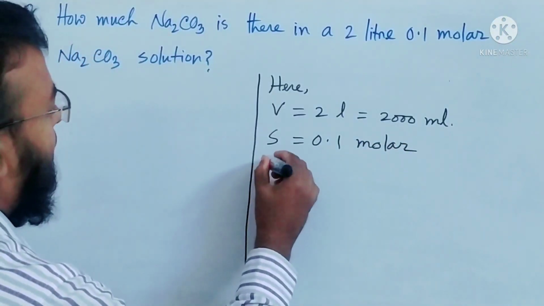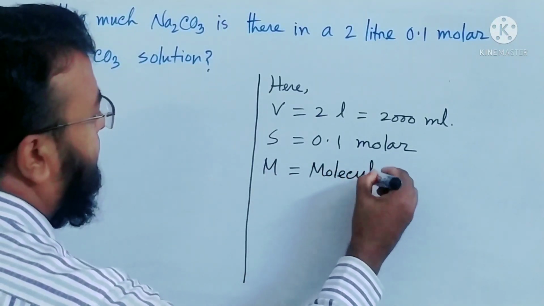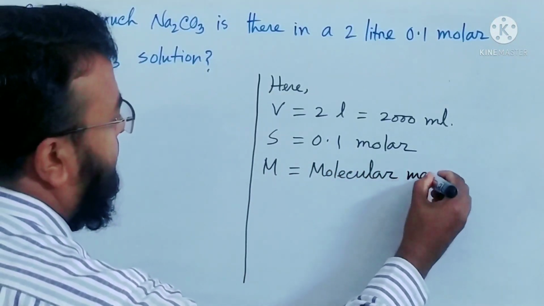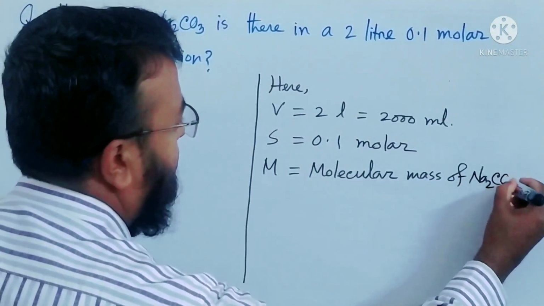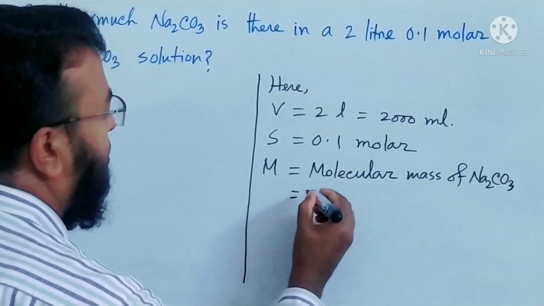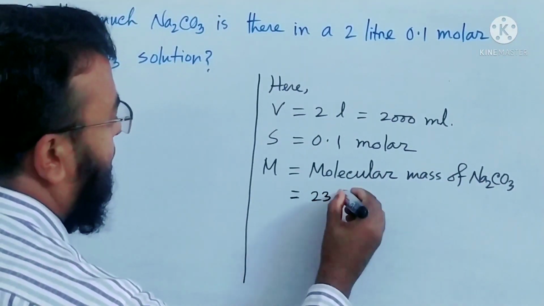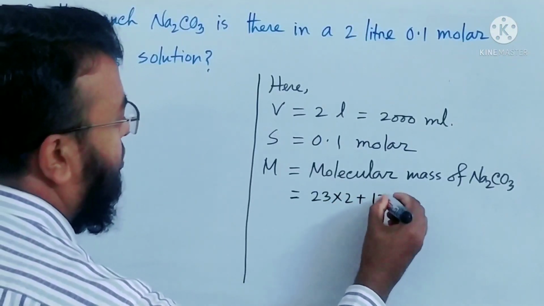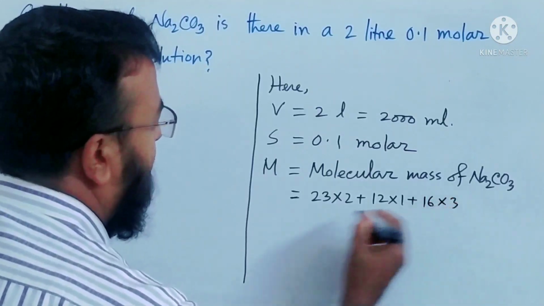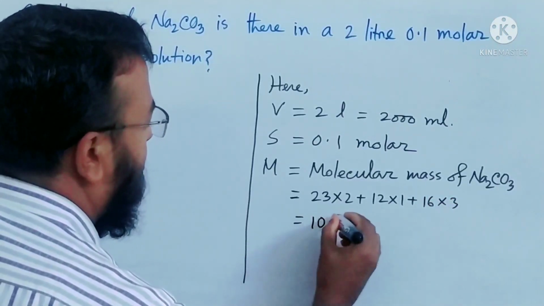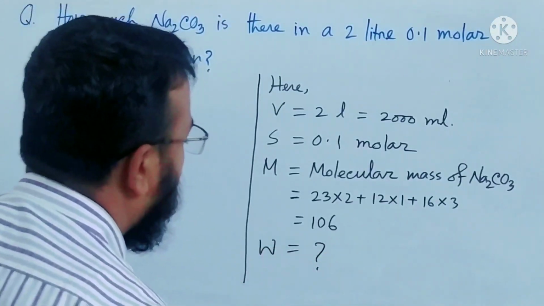Then M, it is the molecular mass of sodium carbonate, Na2CO3. I think everybody knows how to determine the molecular mass. We have to know the atomic mass. It is 23 into 2 plus carbon 12 into 1 plus oxygen 16 into 3. Then all together it will be 106. Then we have to find out the amount of solute, that means W.